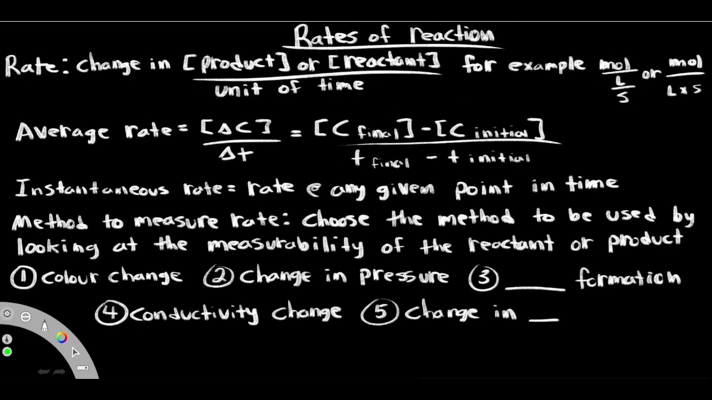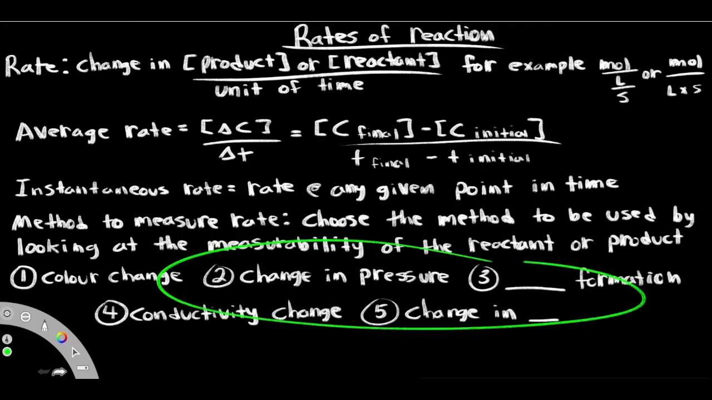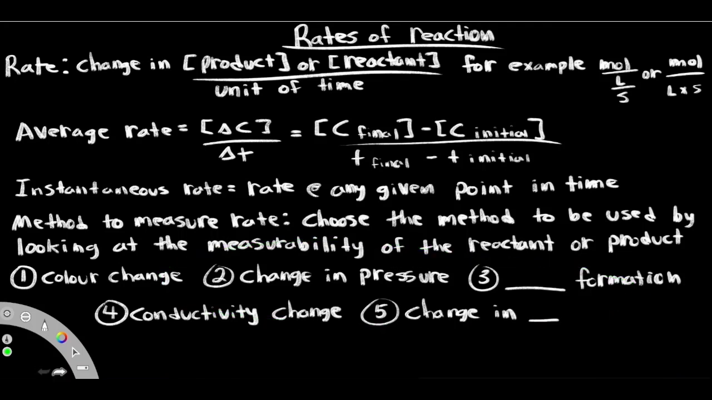Whenever we want to find the method to measure the rate, we have to choose the method to be used by looking at the measurability of the reactant or the product. Okay, so as you can see, these are the different methods that we can use. Number 3, we can have a precipitate forming, and you can also have a change in pH here for number 5. So which one are we going to be using? It depends on the question.